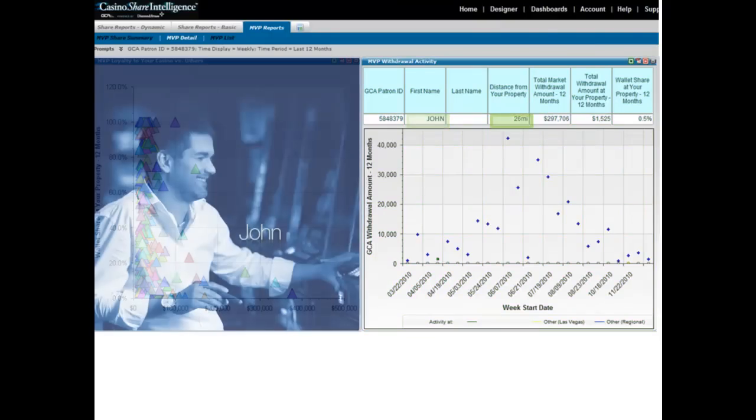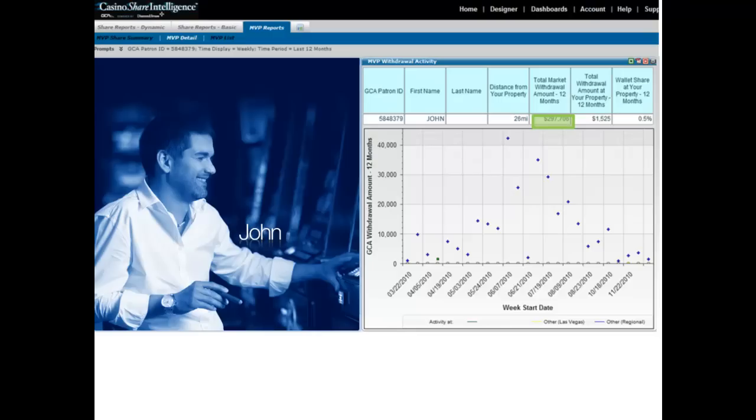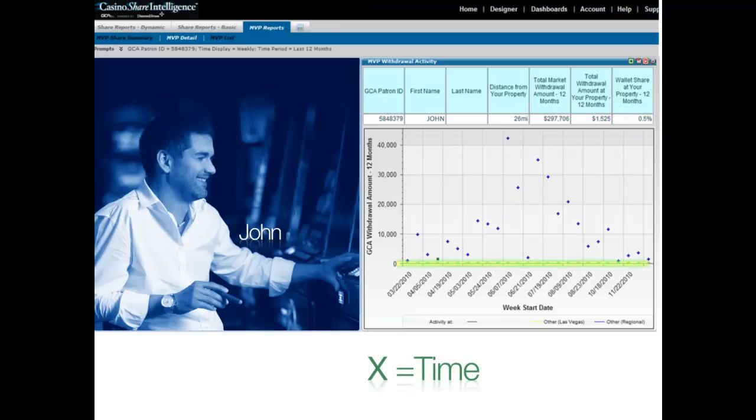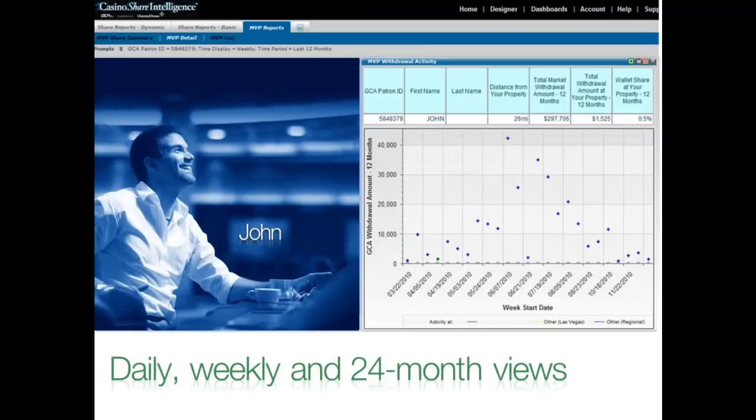John lives 26 miles away, took out $300,000 in the past 12 months, and only made one withdrawal at your casino. John is a high-potential, low-wallet share patron of yours, since your share is only 0.5%. Now look at the chart where time is on the x-axis and the amount of John's cash withdrawals is on the y-axis. Each dot represents a week's worth of activity. If you'd like, you can change this to see a daily or 24-month view.